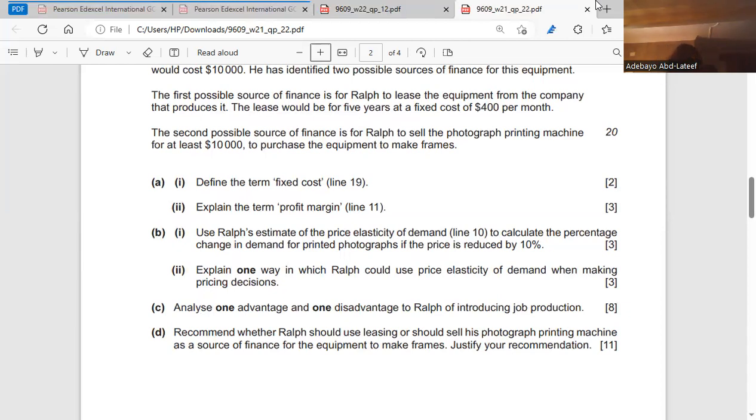But we need the change in quantity demanded as a percentage, so 0.4 multiplied by 100 gives us 40%. So the percentage change is 40%, which is the same as going from 100 to 140.